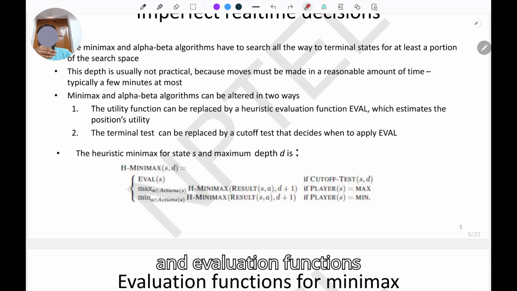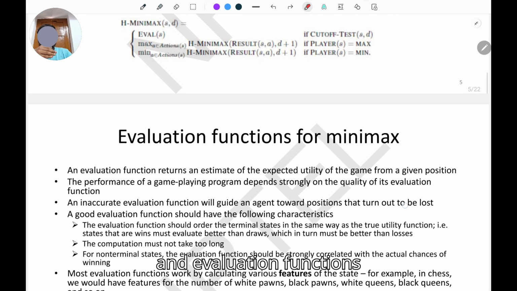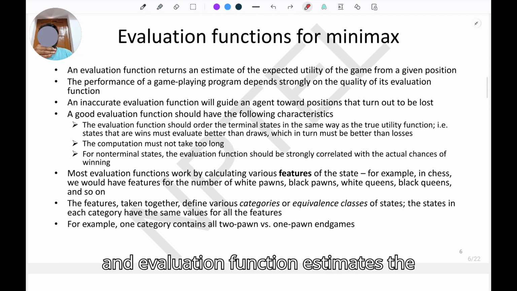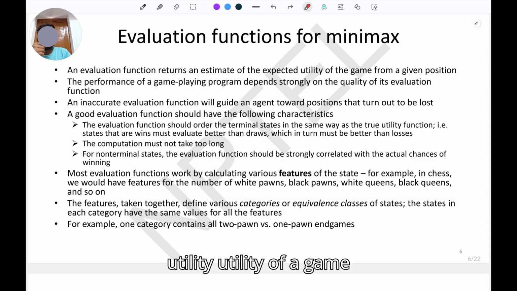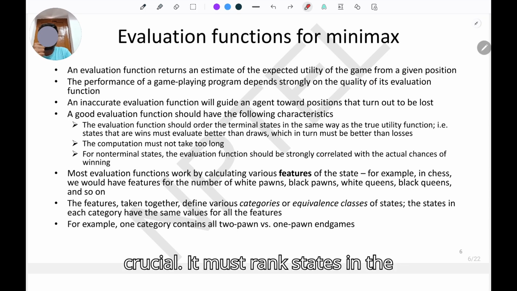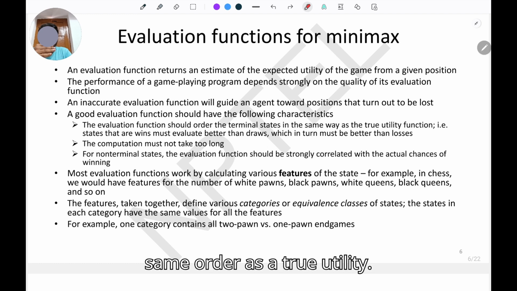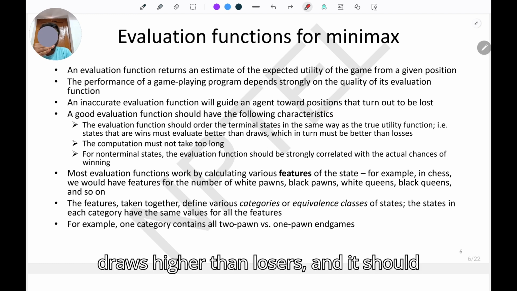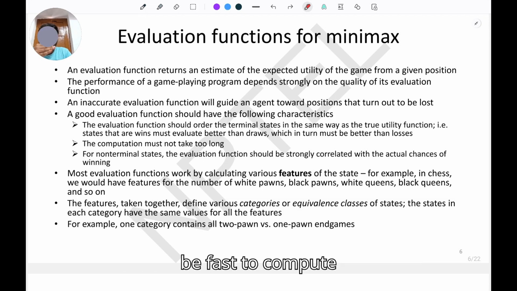Evaluation functions for minimax. An evaluation function estimates the utility of a game state. A good evaluation function is crucial. It must rank states in the same order as the true utility. Wins should score higher than draws, which score higher than losses, and it should be fast to compute.